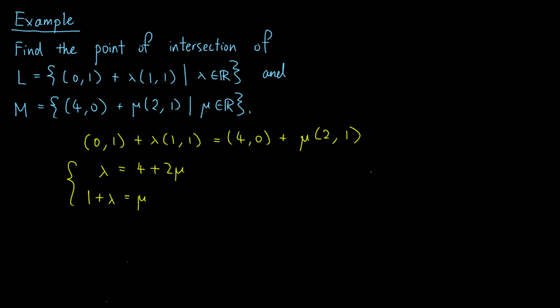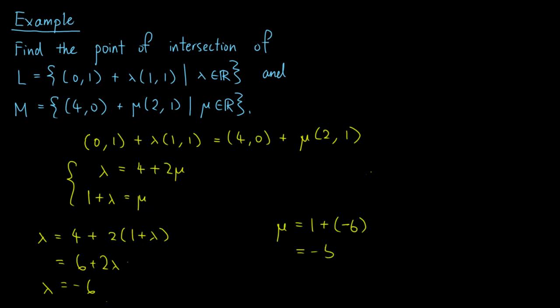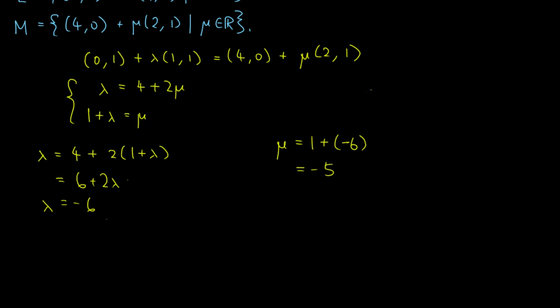We can solve for lambda first by substituting the expression mu equals 1 plus lambda. We get lambda equals 4 plus 2 times bracket 1 plus lambda, which equals 6 plus 2 lambda, so lambda equals -6. We substitute the value of lambda into the expression for mu to get mu equals 1 plus -6, which equals -5.